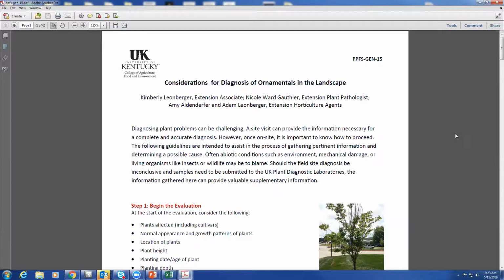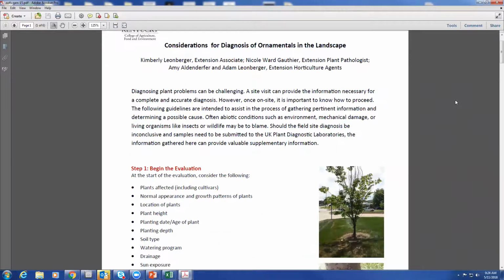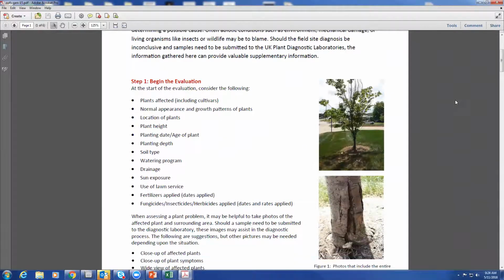Anyway, this is not a diagnostic lab submission form. This is for you. This is your way of collecting all the right information. So I want to go through that a little bit quickly, and for everyone to really look at it a little more closely and utilize it. We hope you utilize it anyway. So let's take a look at some of the sections in here.